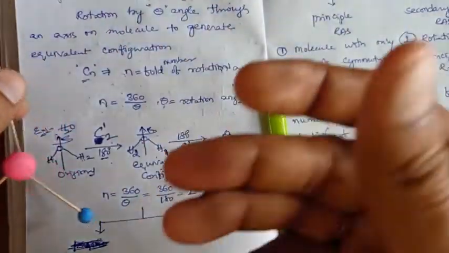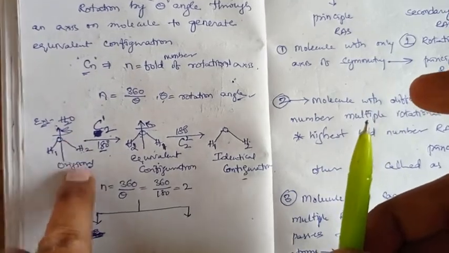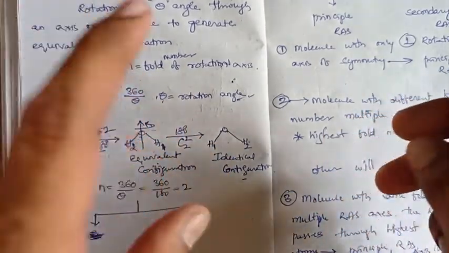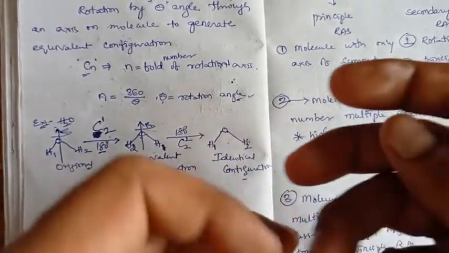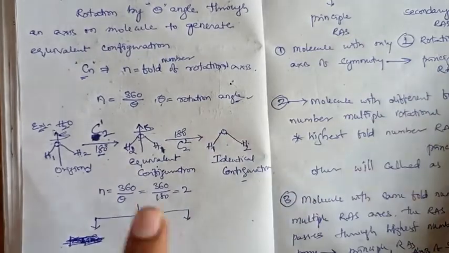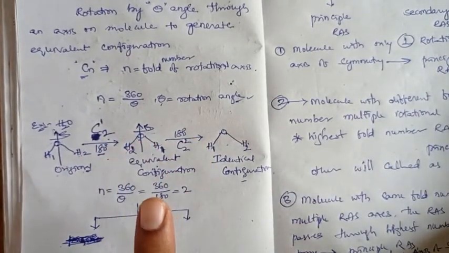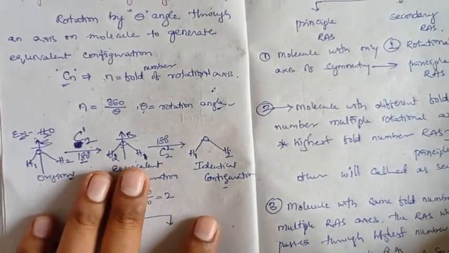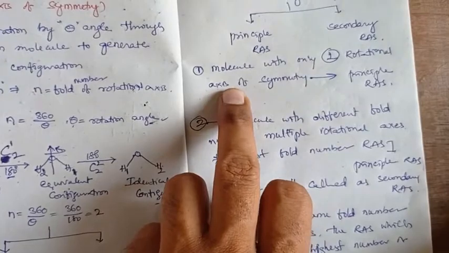Like that, even when we vary the angle and vary the imaginary axis, it never generates an equivalent configuration for a rotational axis of symmetry. So there cannot be any other rotational axis of symmetry for the water molecule. So the water will have only one rotational axis, that is C2, right? In that condition, the C2 is the only principal axis.